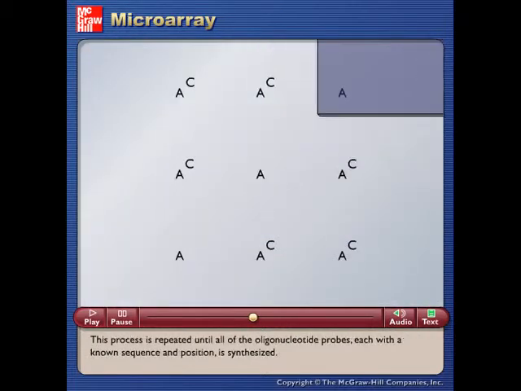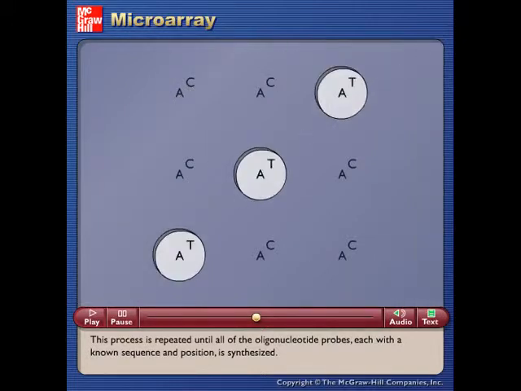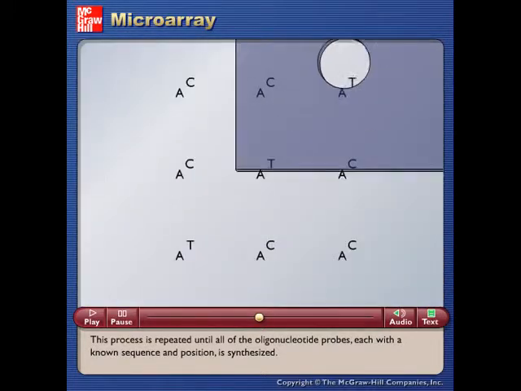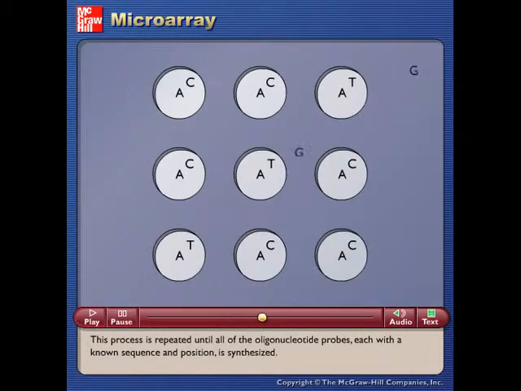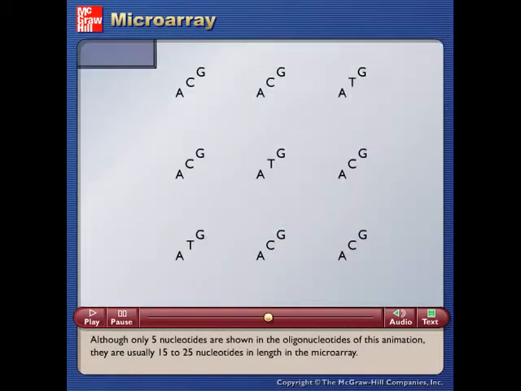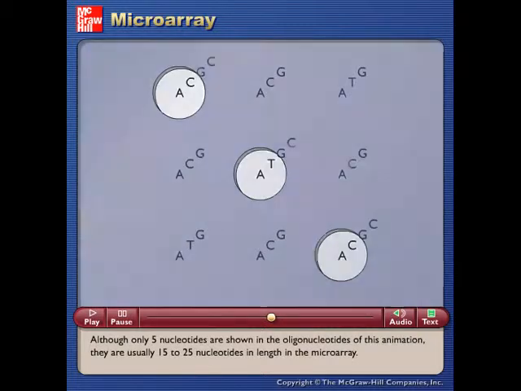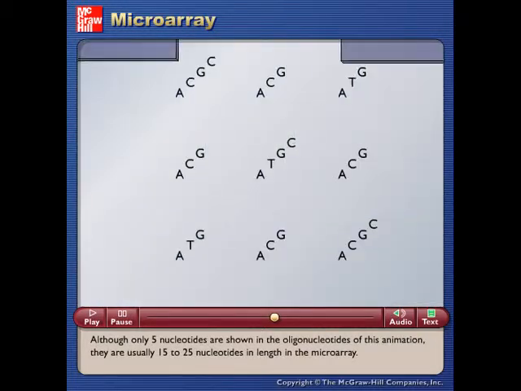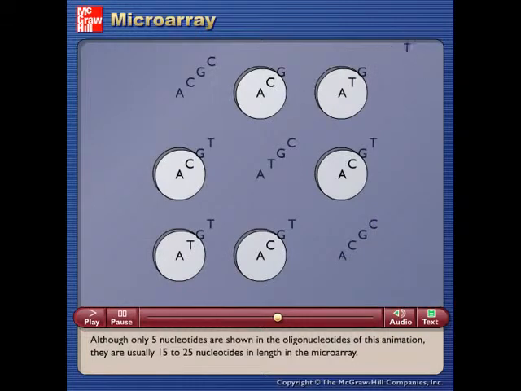This process is repeated until all of the oligonucleotide probes, each with a known sequence and position, are synthesized. Although only 5 nucleotides are shown in the oligonucleotides of this animation, there are usually 15 to 25 nucleotides in length in the microarray.